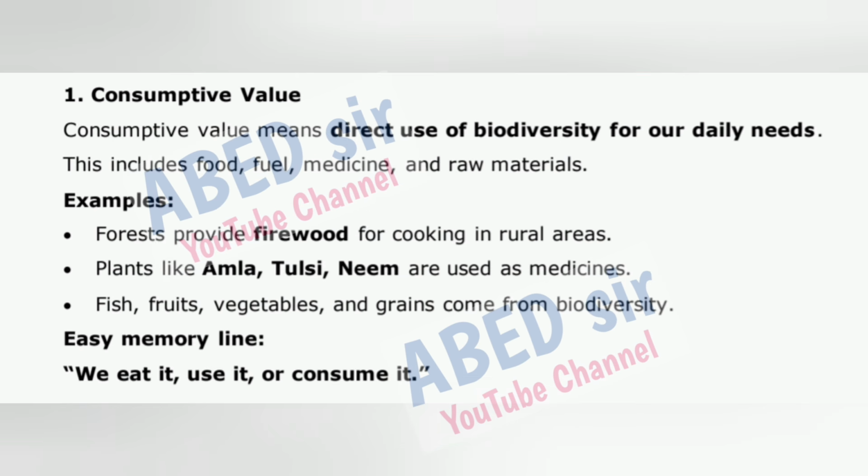1. Consumptive value. Consumptive value means direct use of biodiversity for our daily needs. This includes food, fuel, medicine, and raw materials. Examples: forests provide firewood for cooking in rural areas. Plants like amla, tulsi, neem are used as medicines. Fish, fruits, vegetables, and grains come from biodiversity. Easy memory line: we eat it, use it, or consume it.